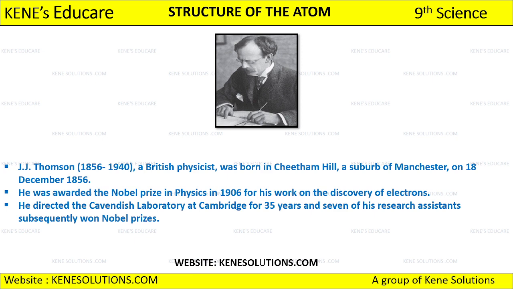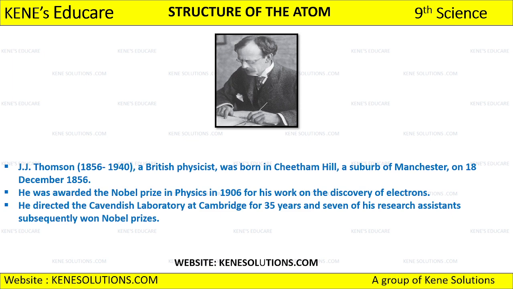Okay, so after this, now we have some information on J.J. Thomson, because as we know, he was the one who introduced the term electrons, as well as the characteristics of electrons. So here we have J.J. Thomson. Now he was born in 1856 and he died in 1940.